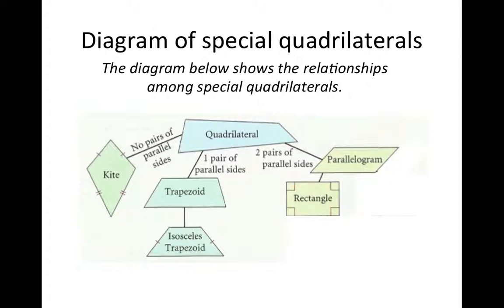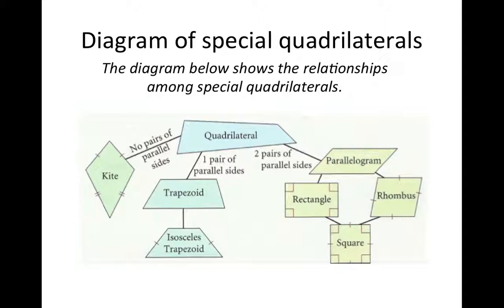A rectangle is a special kind of parallelogram that has four right angles. A rhombus is a different kind of parallelogram. We don't know anything about the angles, but we know that its four sides are congruent. Then a square is both a rectangle and a rhombus. It's got four right angles and four sides that are equal.